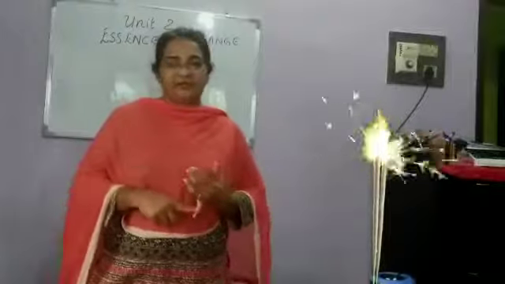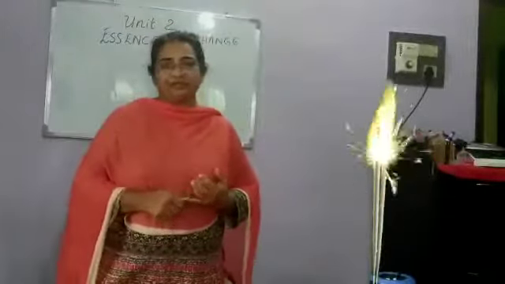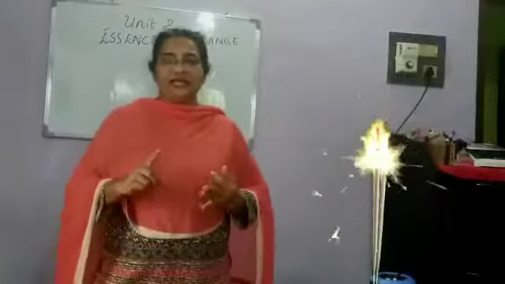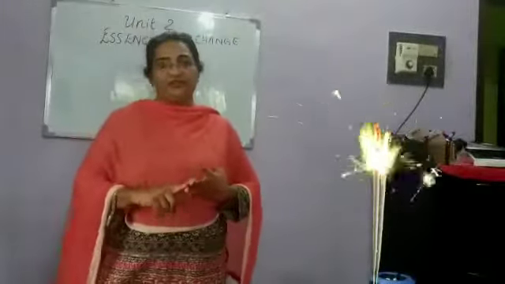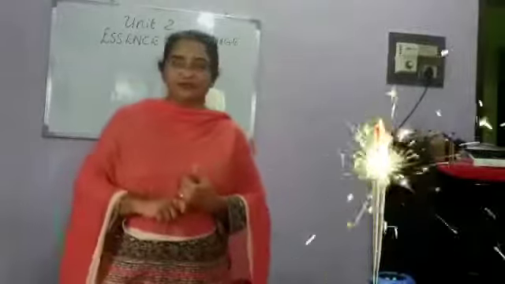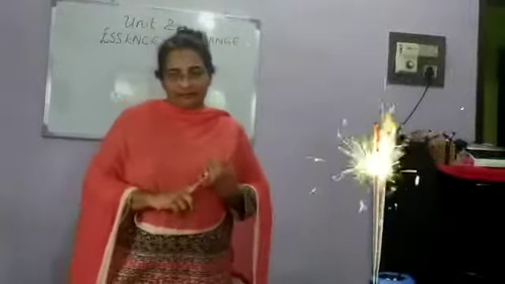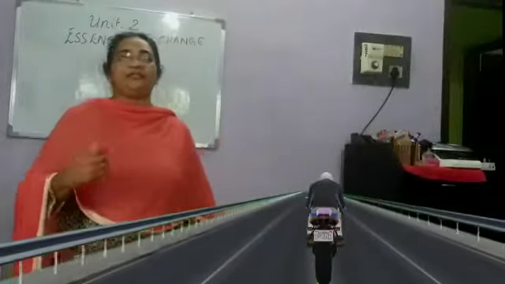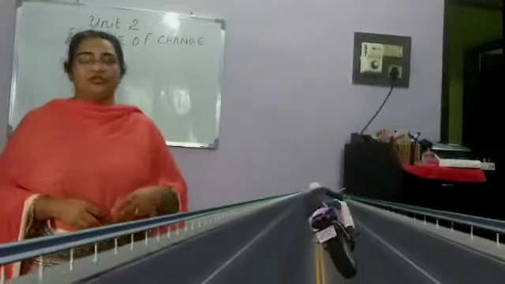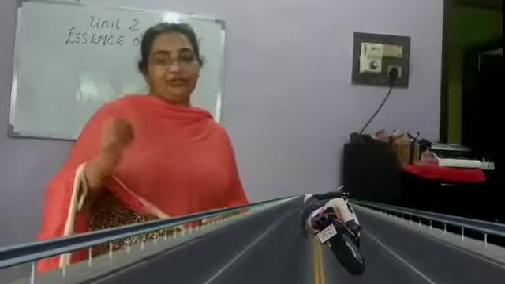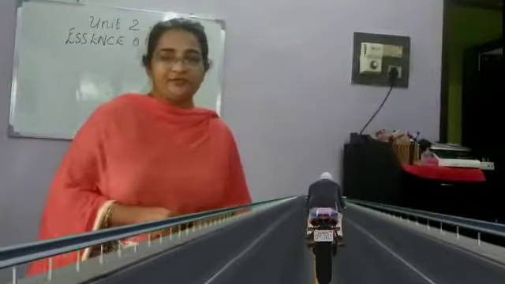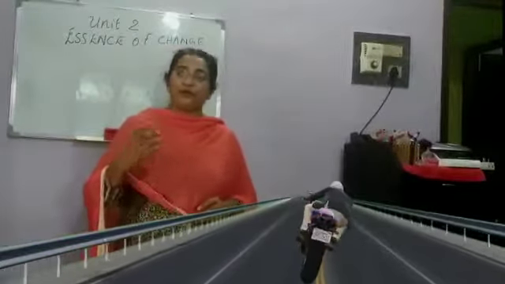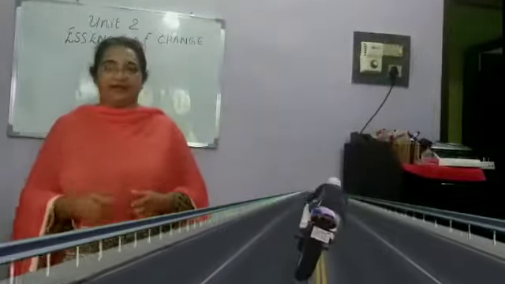What are the different types of energy produced in the sparkler? Yes, there is sound energy, light energy and heat energy. So these are the three types of energy which are produced when a sparkler burns. Next one you can see, while riding a motorcycle. We know to ride a motorcycle we use fuel. We use the energy from the fuel. And what are the different types of energy that are produced when the motorcycle is running?